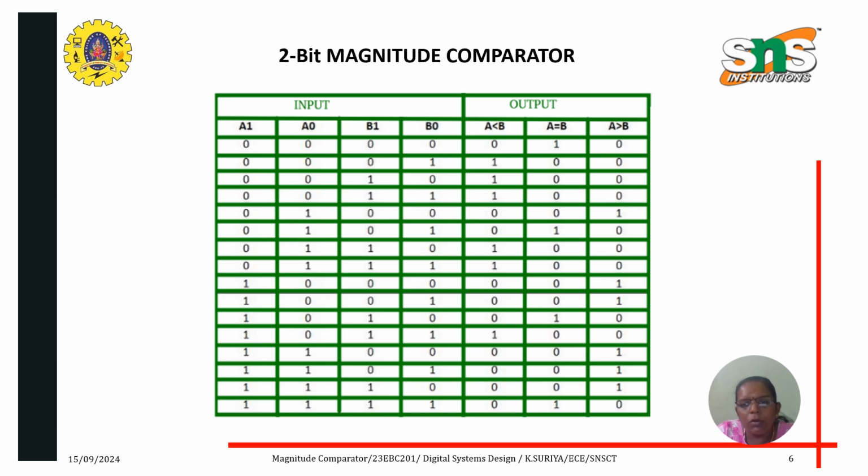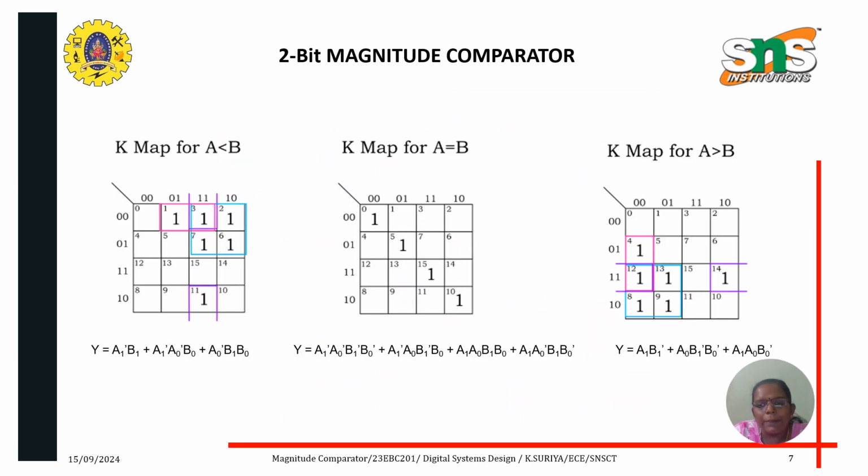So since it has 4 inputs, you'll be having 16 combinations. And as usual, you'll be having 3 outputs, A less than B, A equal to B, and A greater than B. So based on the inputs, it will be comparing each bit and it will be producing the output as mentioned in the 1-bit magnitude comparator. So the Karnaugh map is drawn for each of the outputs A less than B, A equal to B, and A greater than B as shown here, and you'll be getting the output expressions.